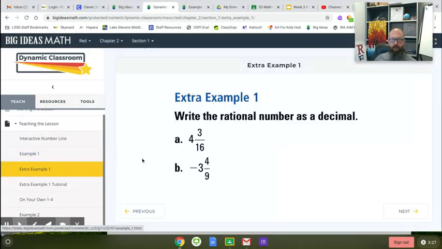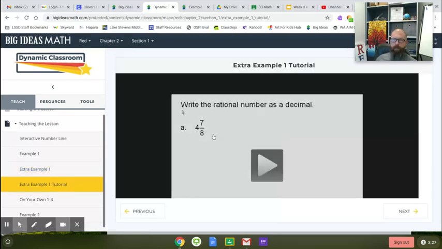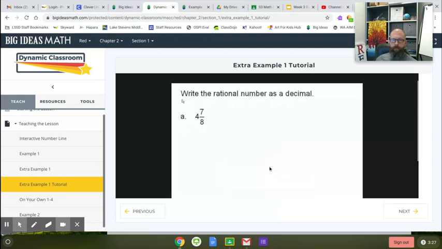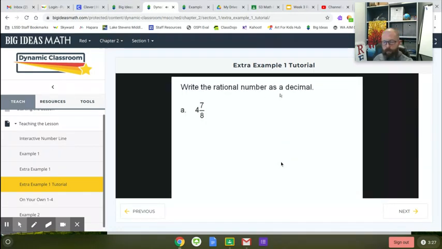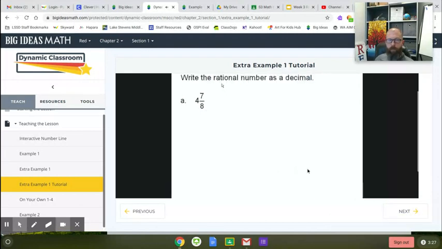Let's take a look at the example here. It says, write the rational number as a decimal, same thing. Write the rational number 4 7 eighths as a decimal, and let's see how they do it. First, let's review the definition of a rational number. A rational number is a number that can be written as a over b, where a and b are integers, and b is not equal to 0.